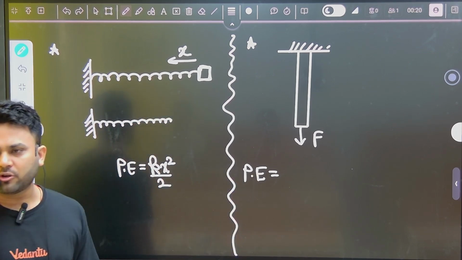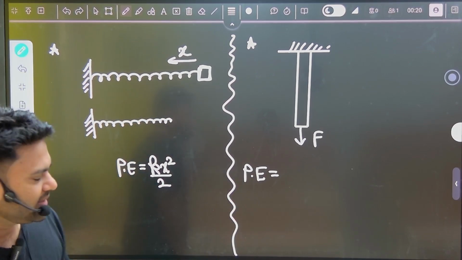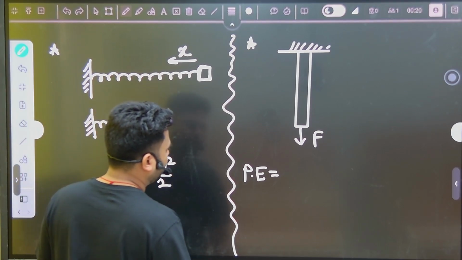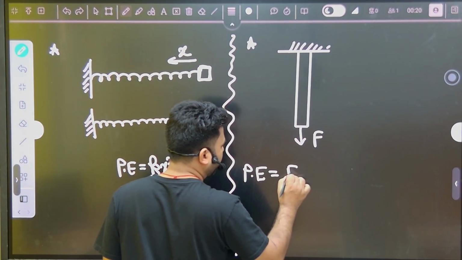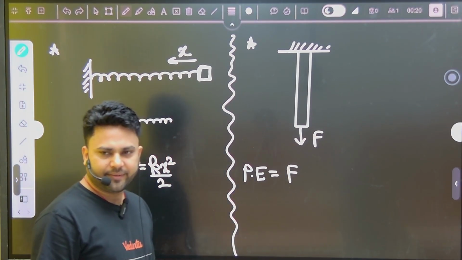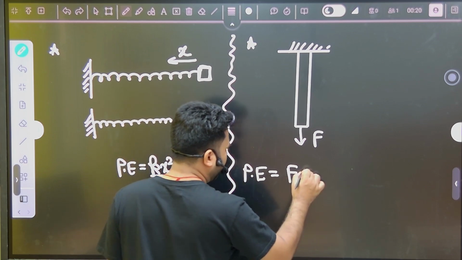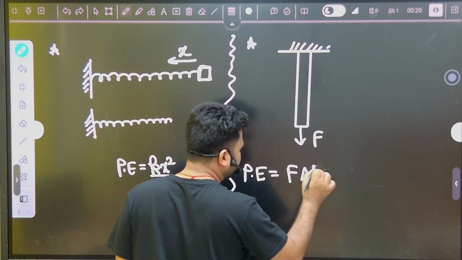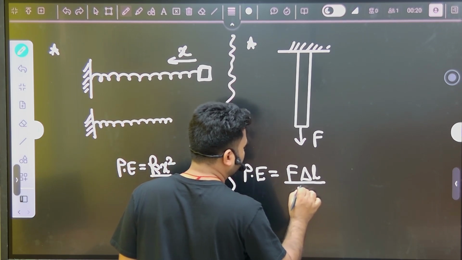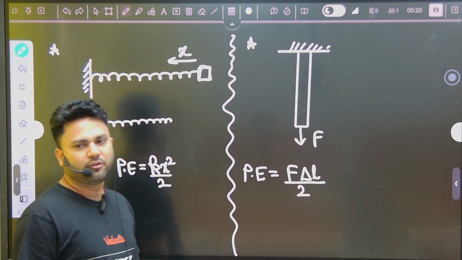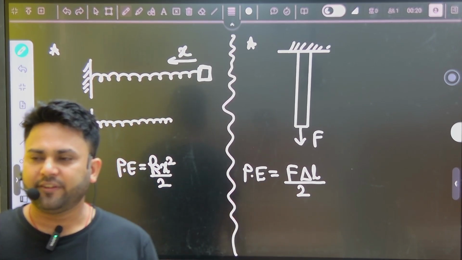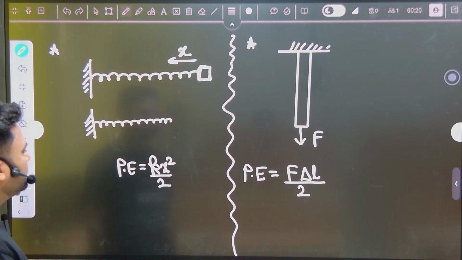So we have 2-3 formulas that you need to remember. Potential energy stored in the rod: F, that is how much force you have applied, delta L, how much length increased, divided by 2. This is one of the formulas. F delta L by 2.